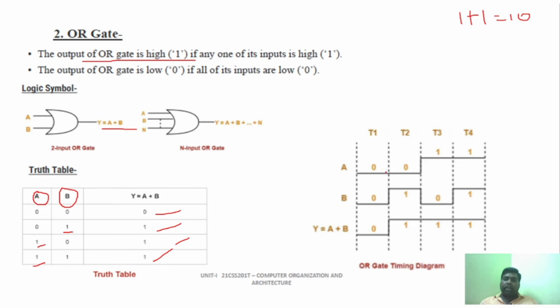That is, 0 0 can be represented like this and 1 1 represented like this, right? And once again, that is A, you can see here 0 0 1 1, right? And next one is B, that is 0 1 0 1, right? And the output is represented as 0 1 1 1, correct? So this is the basic OR gate operation, which is very similar to the Boolean addition, right?